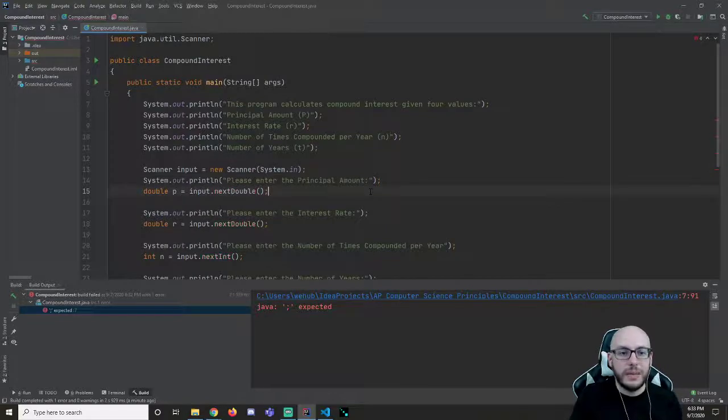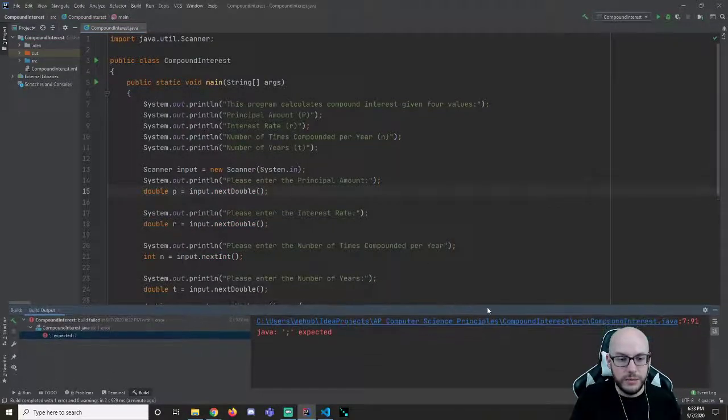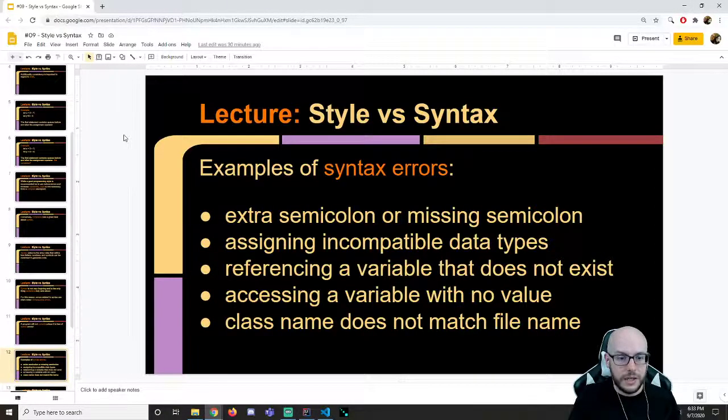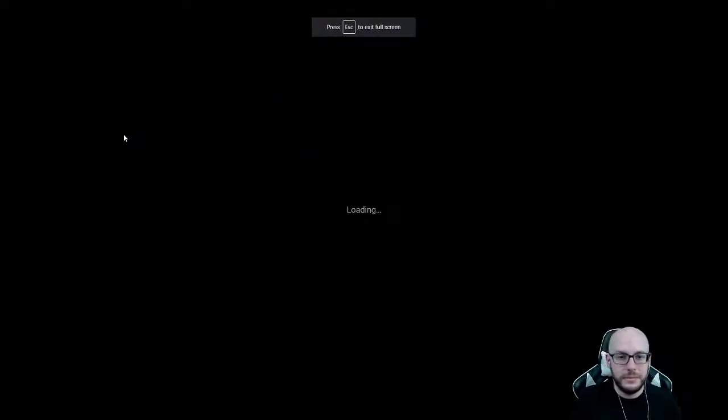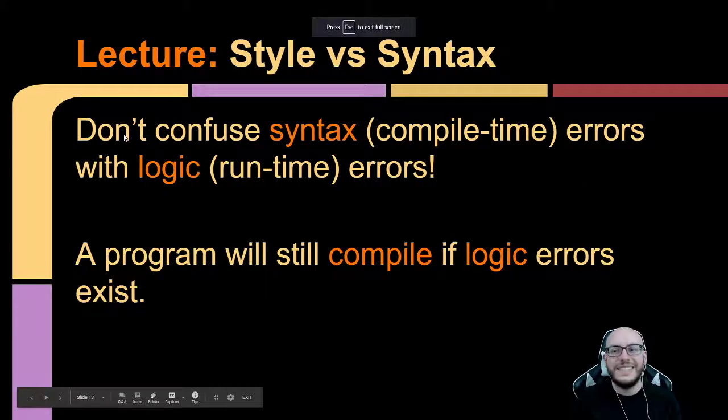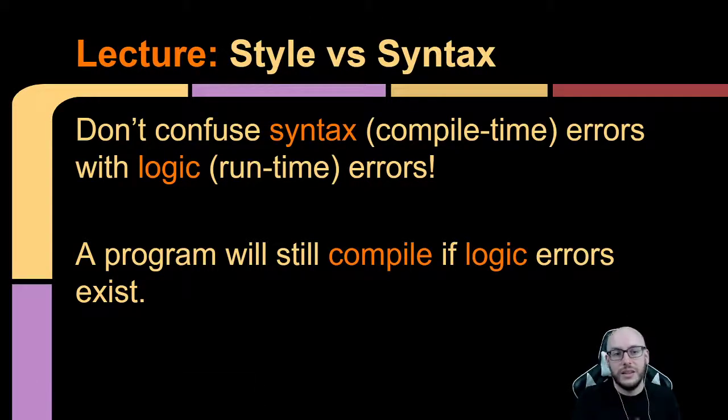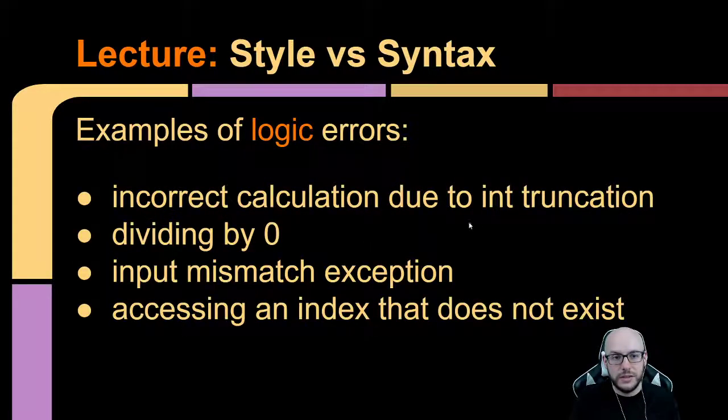So these are all examples of compile time or syntax errors. Those words are interchangeable. And they're pretty much anything that IntelliJ highlights in red or tries to underline with red. Okay, that's what the compiler cares about. That is different from style. That's different from logic or runtime errors. A program will still compile if logic errors exist.